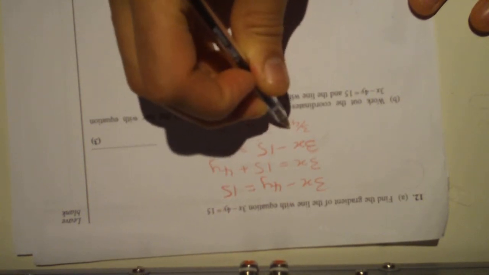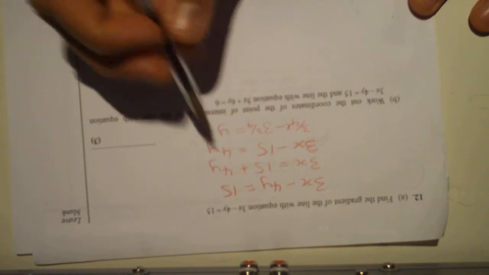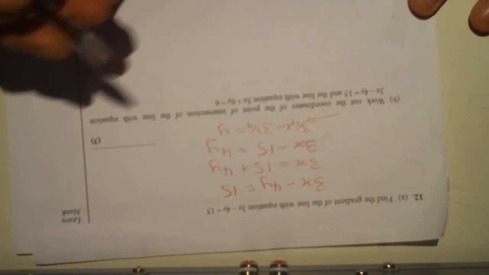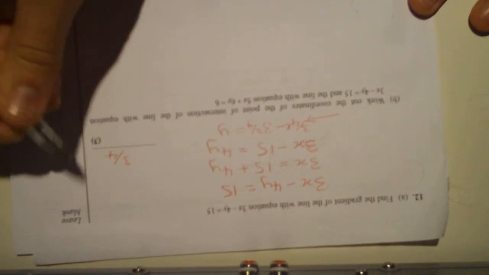You can get that in a calculator. Sorry, I forgot the x. And the crucial bit here is that next to x is 3/4, and that's the gradient from y equals mx plus c.